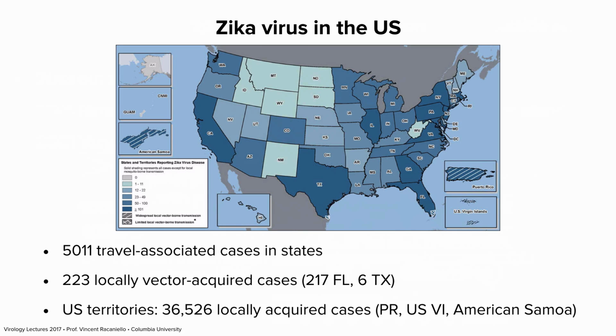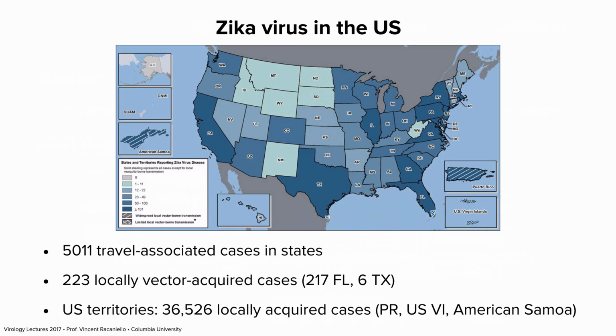So far in the US, we have had 5,000 travel-associated cases in these colored states. Most of the states have had at least one travel-associated infection. And again, coming from other areas, being infected, bringing it back here and getting diagnosed here. So 5,000. 223 locally vector-acquired cases, 217 in Florida and 6 in Texas. So these are people who got infected while in the US. So not a lot. And the US territories, huge numbers. Puerto Rico, US Virgin Islands, Samoa, 36,000 cases, most of those in Puerto Rico.